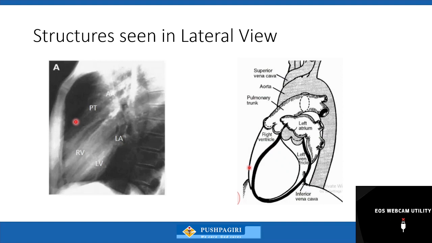If the other one third is also occupied, then we can say that is RV enlargement. If the upper part of this retrosternal space is occupied, that can be RA enlargement. So we divide this retrosternal space into three parts: one third, one third, one third.